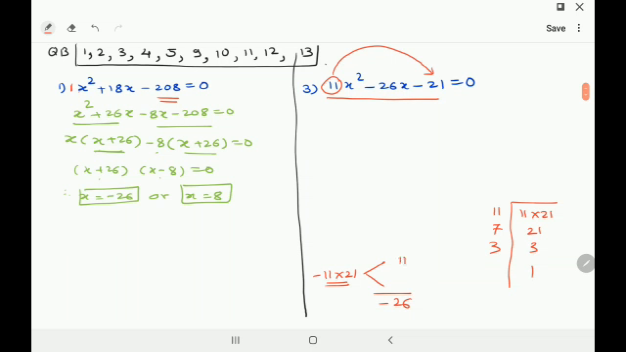11 and 21, check. So 11 and 21 is not going to give me subtraction as 26, or addition even. No. Right? So I have to split it. Splitting means what? What can I do here, tell me.